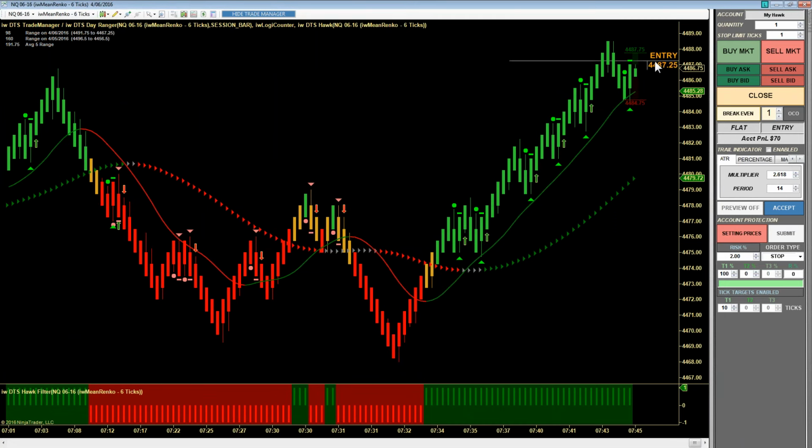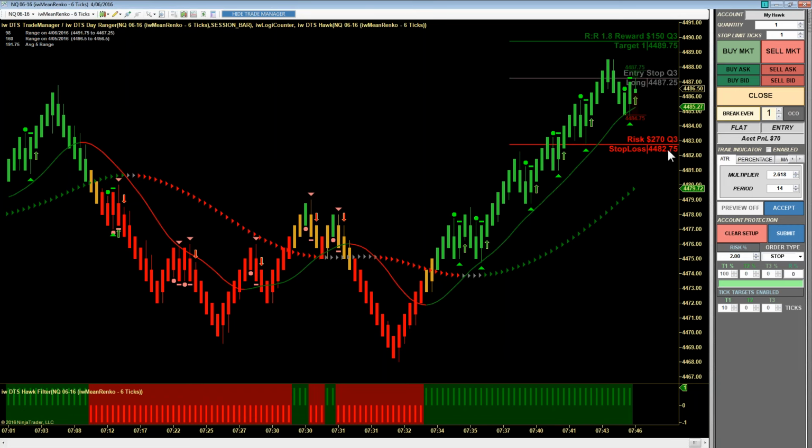So if you get a signal here, this isn't a signal, but I'm just demoing. If you get a signal here and you set up your trade like this, and trade manager says, okay, Chris, for your account size, risking 2%, you can take 3 contracts. You submit that order and you get filled, you get 3 contracts. That's the beauty of this.